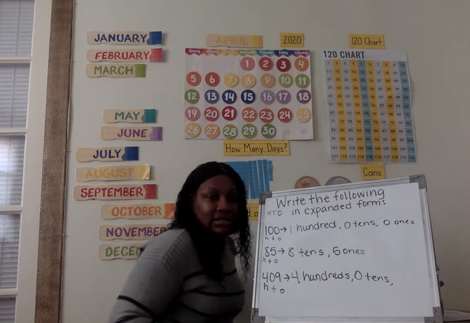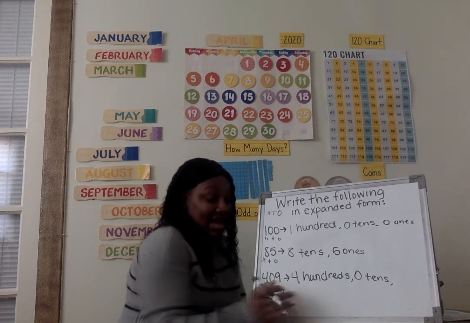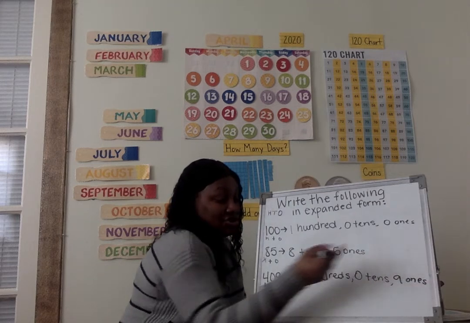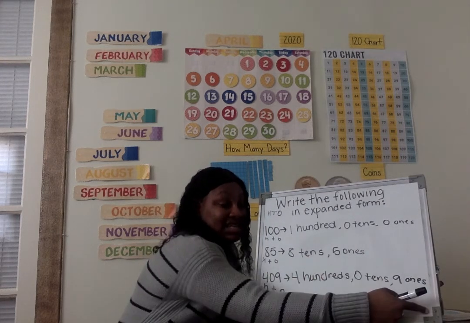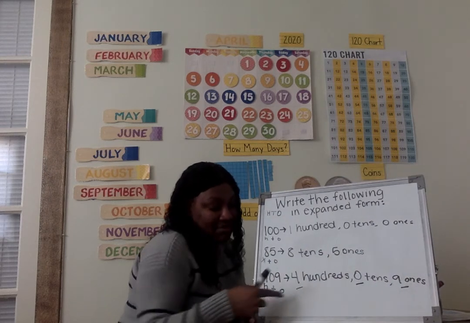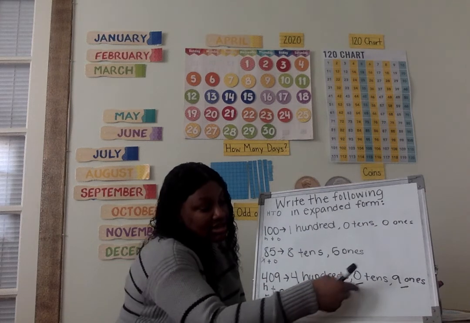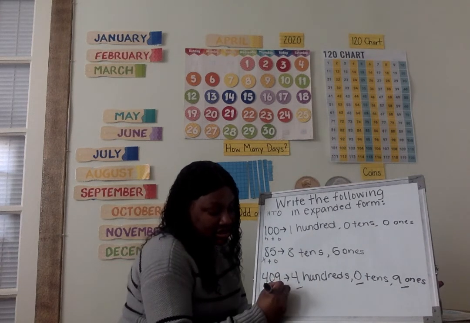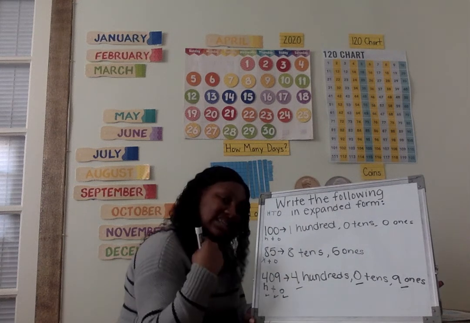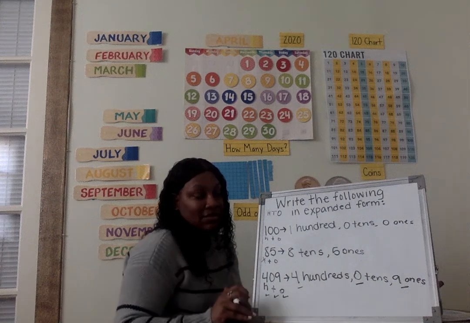And what's last? That's right, the ones place. How many ones do we have? And 9 ones. Another strategy I do, after I write it in expanded form, I underline all of the numbers and make sure they match. 400, 400, that matches. Give myself a check. 0 tens, 0 tens, another check. And I need to check the ones. 9 ones, 9 ones. That tells me I wrote every single part of the number in expanded form.